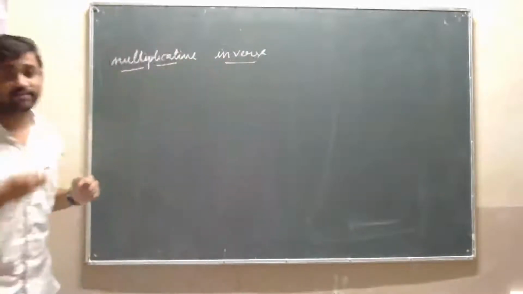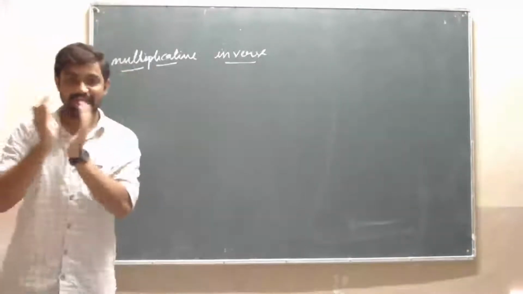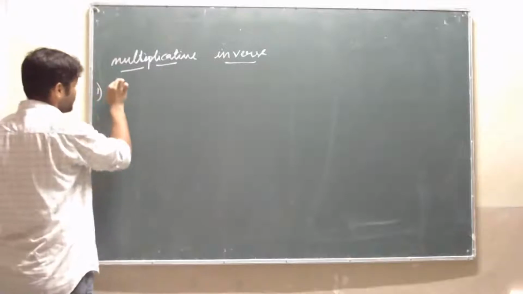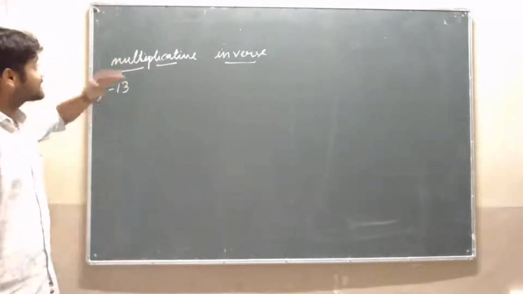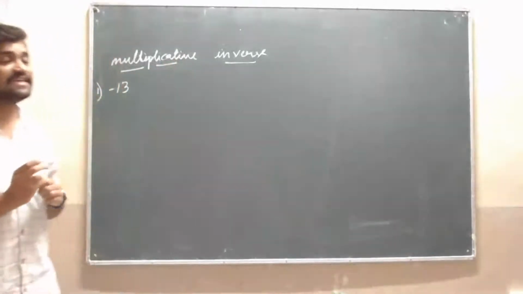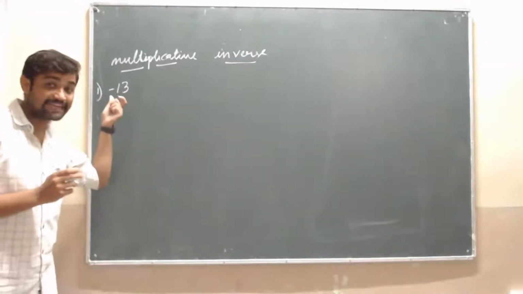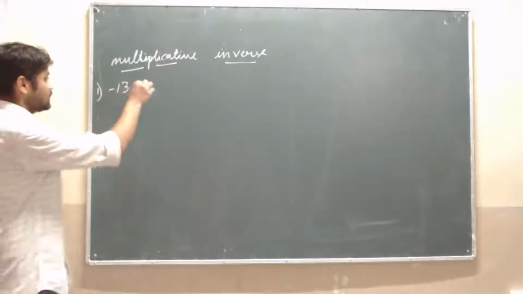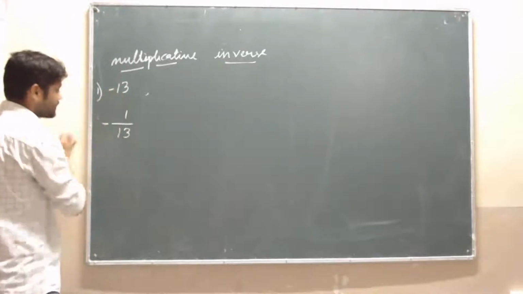Okay, find the multiplicative inverse of the following. I have written it here shortly. First question we have is minus 13. What do we have to do? Another name for multiplicative inverse is reciprocal, isn't it? That is, we have to write the reciprocal of minus 13. How will we write it? Simple. That is 1 by 13, and minus is the minus.